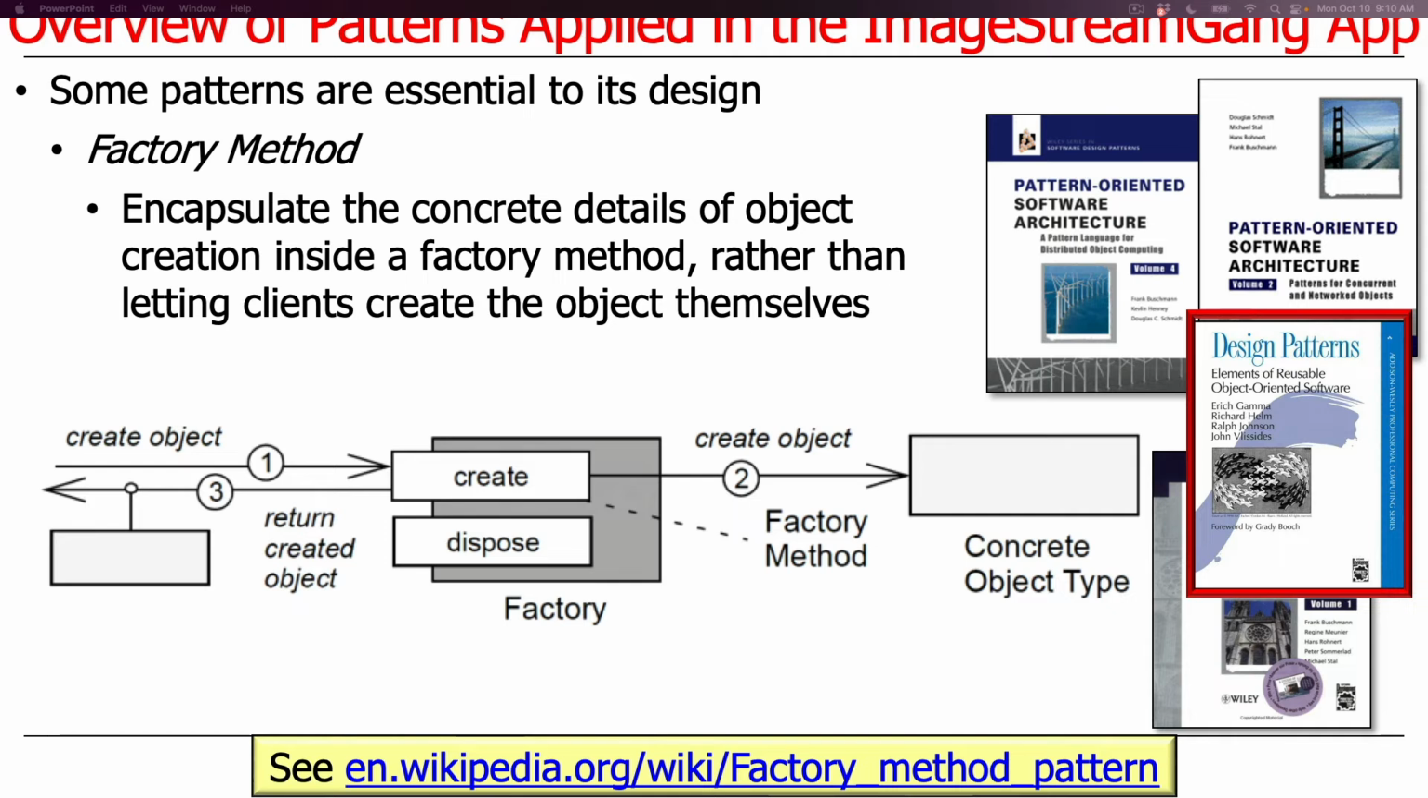Another very, very popular pattern is the factory method pattern, which again comes from the Gang of Four book. And it's used to encapsulate the concrete details of object creation inside of the factory method rather than exposing all those details to the clients. So as a result, the clients don't know and don't care how things are created. They just know how the results are going to work. And you see factory methods all over the place in Java. You see them with things like opening a file. You see them with things like creating a stream.